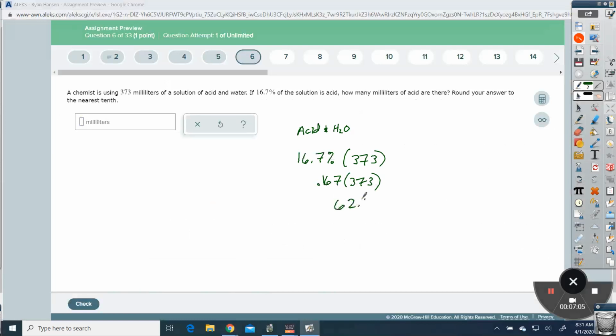So 62.29, again to the nearest tenth. That means that 9 moves it up because that's the hundredths. The tenth is this 2, so 62.3.